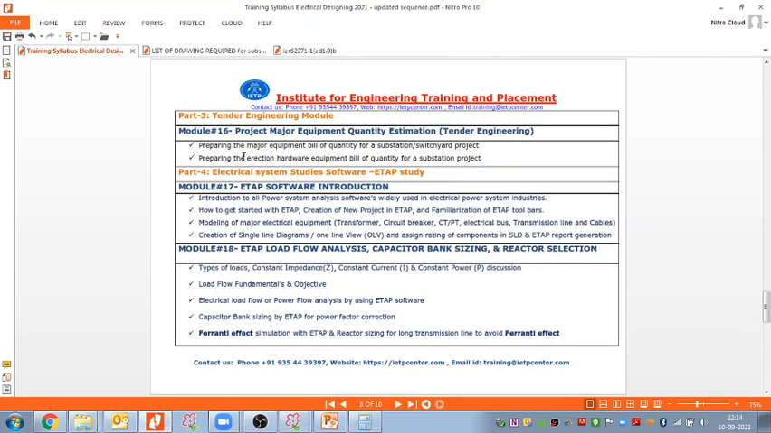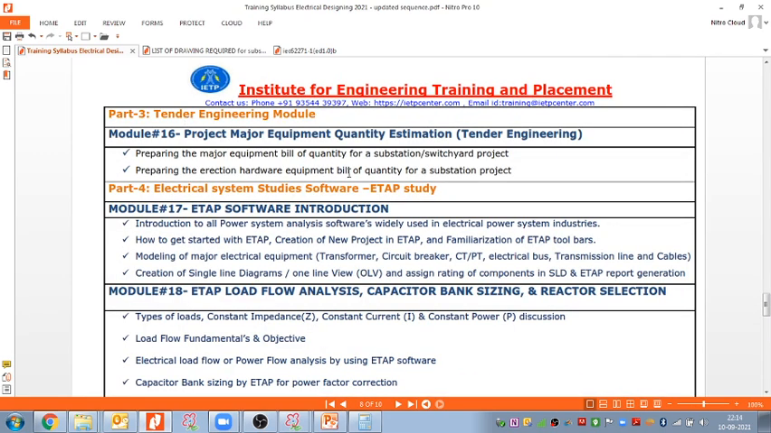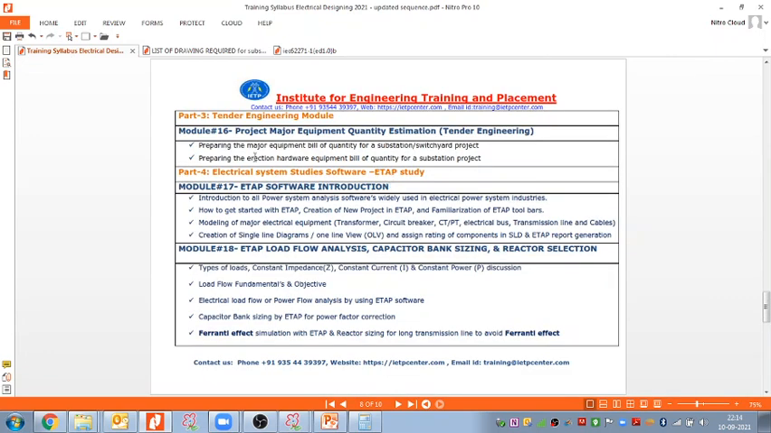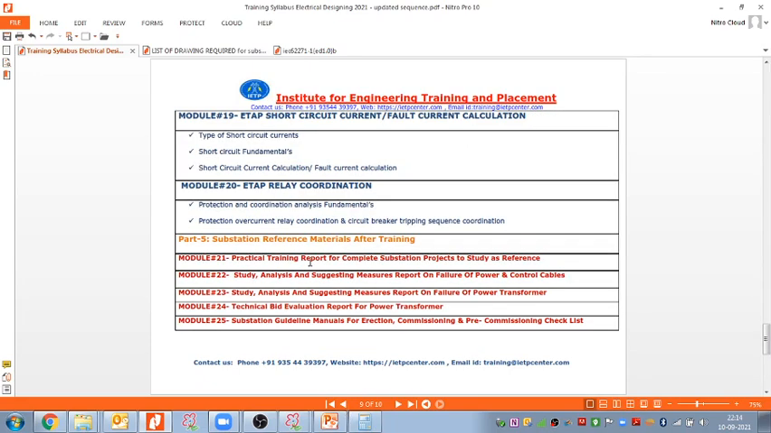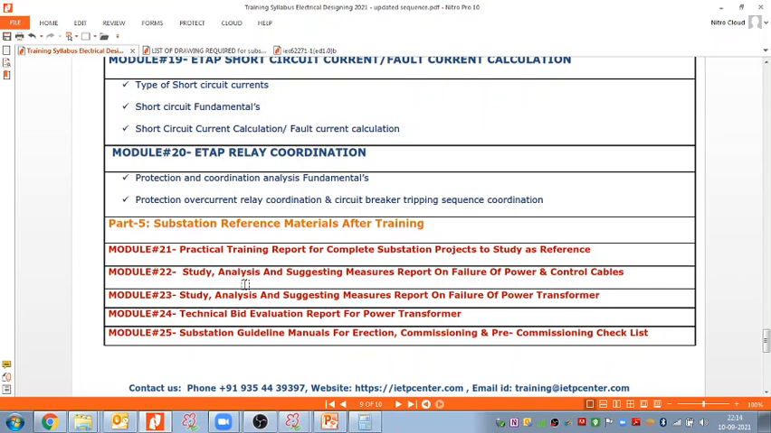Then we have module 16, in which we will discuss the BOQ estimation of the project: how to estimate the bill of quantity, or the equipment quantity, based on which the tendering team will estimate the cost. So we will do the bill of quantity discussion and preparation for the project. Now we come to the system studies based on ETAP: software introduction, load flow, power flow, short circuit, then relay coordination. These are some documents that we will share with all of you as a reference, so that you can use them in the future whenever required.